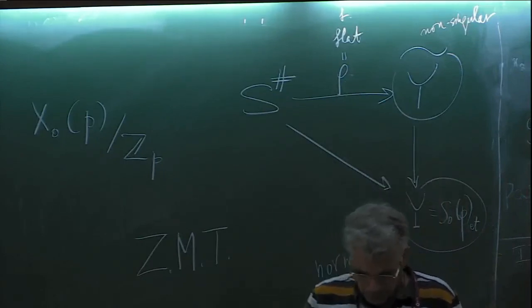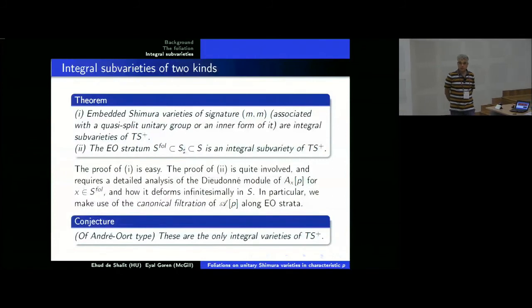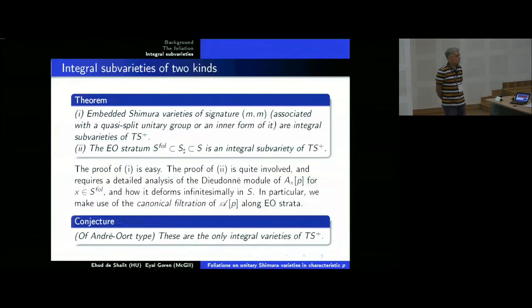Okay, so in the last 5 minutes, I want to go quickly over the issue of integral subvarieties. So this is a completely different story, and we have the following theorem. We found two types of integral subvarieties. First of all, embedded Shimura varieties of signature (m, m). So think of the classical case, I'll give it in the last slide as an example of signature (2, 1). So n is 2, m is 1. That's the first interesting case.